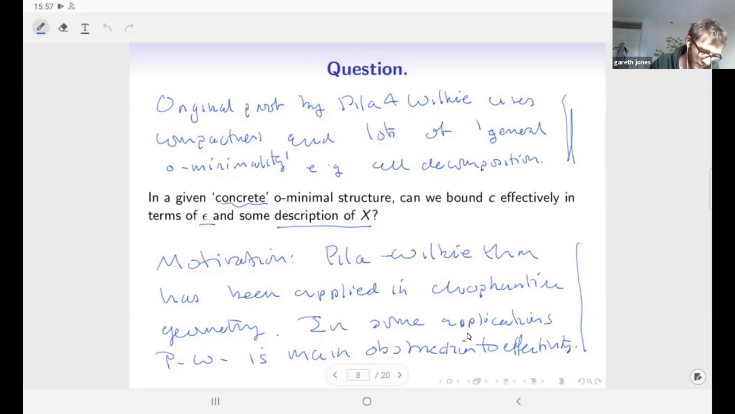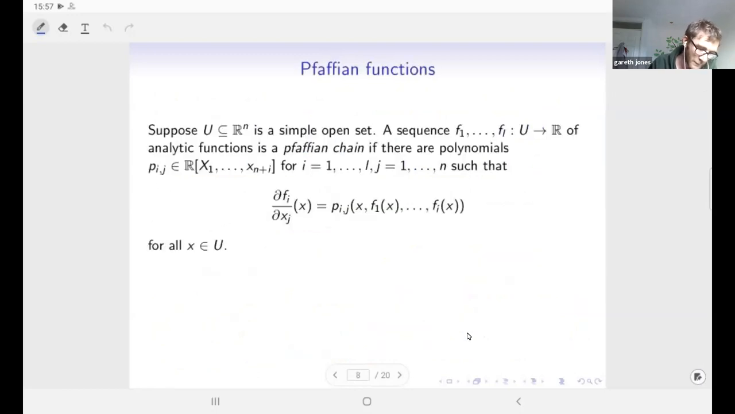Okay. So, pfaffian functions. So, suppose I have a simple open set. So that means something like an open box or a product of open intervals. And I have a sequence of analytic functions on that open set. That's called a pfaffian chain, if I can describe the derivatives of the functions in the chain polynomially in the function I'm at and the ones before. So I have a kind of triangular system. So as I go along the chain, the derivatives depend polynomially on the one I'm up to and the ones I've already met, but not on the ones further down the chain.